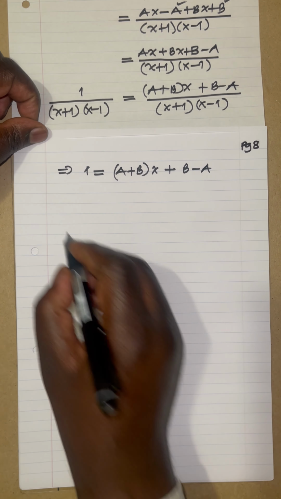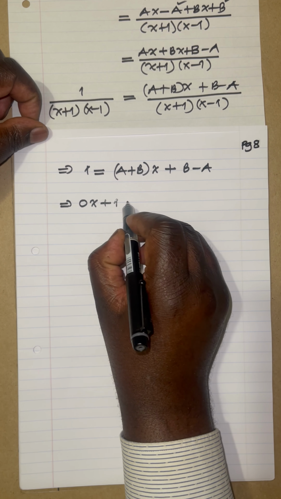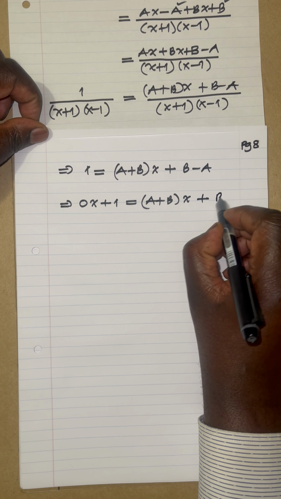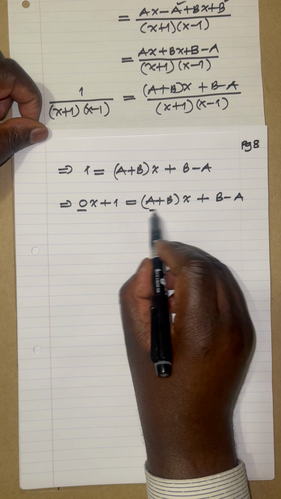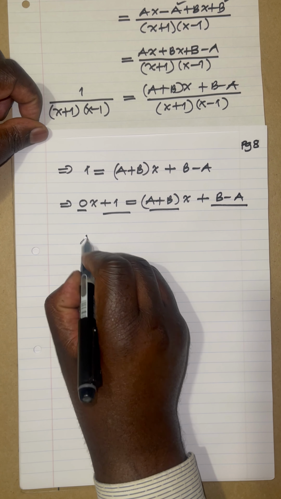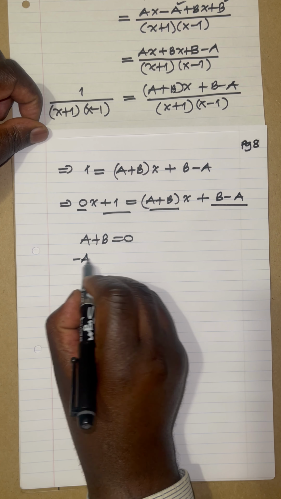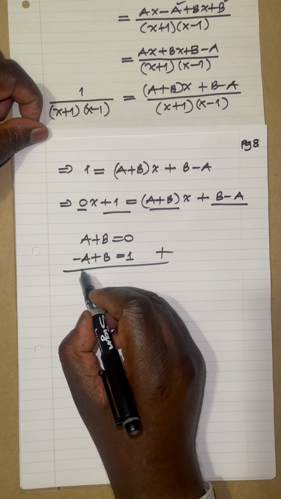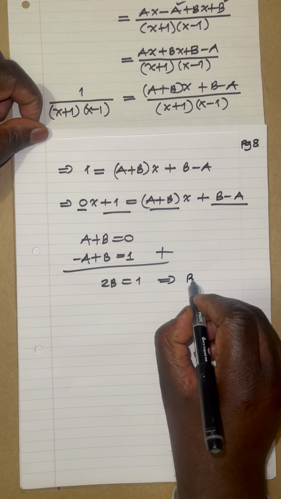So what are we saying here? Like I said in the previous video, you can rewrite this as 0x plus 1. This will be equal to (A plus B) multiplied by x plus B minus A. So now equating coefficients and the constant term, this equals that part, and the constant term equals the constant term at the end. So what I'm saying basically is A plus B is equal to 0, and if you like rewriting this to minus A plus B equals 1, we simply add these up. The A's cancel, and 2B equals 1 plus 0 is 1, and this tells you that B is actually equal to 1 over 2.